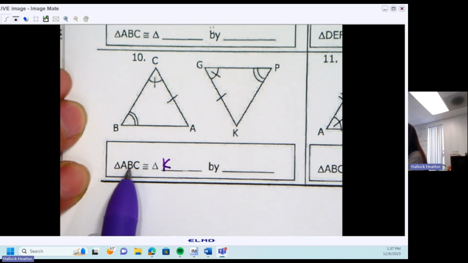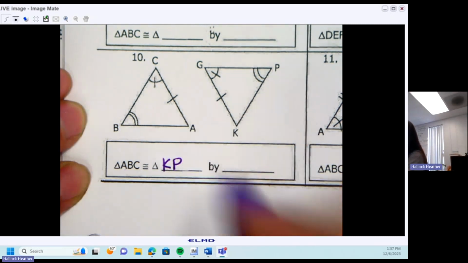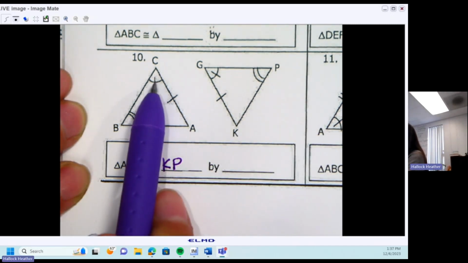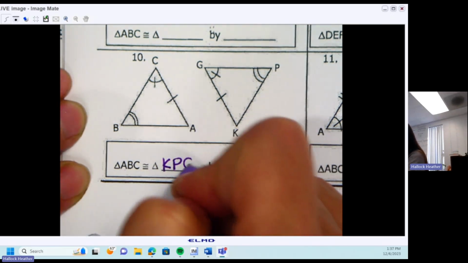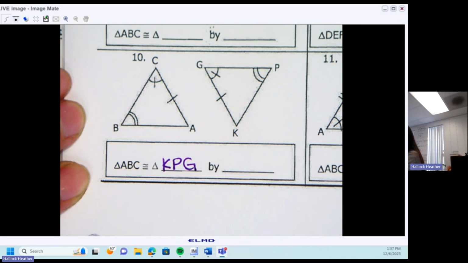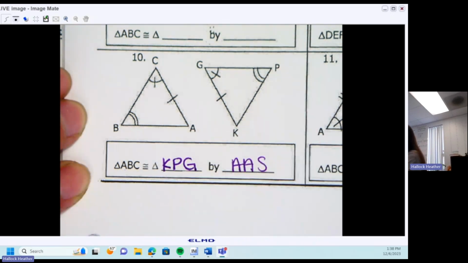If I look at B, B has two arc marks. T has two arc marks. C has one arc mark with a tick. And G has one arc mark with a tick. And then what theorem would you use for this? Angle, angle, side. Or side, angle, angle, side.